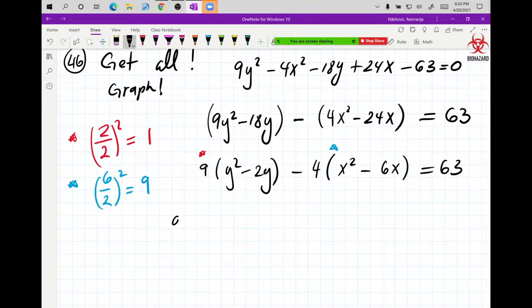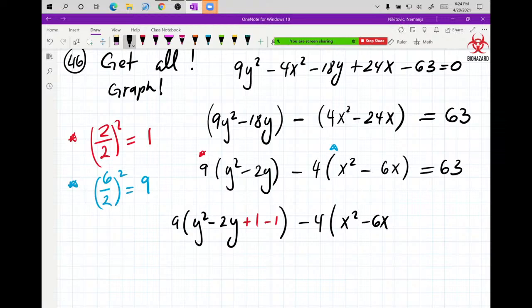So we are going to add and subtract these values inside the parentheses. As you can see, I'm working on 2 of these simultaneously, right? Gotta add 9, subtract 9. So you have to pay attention. They're completely different problems.